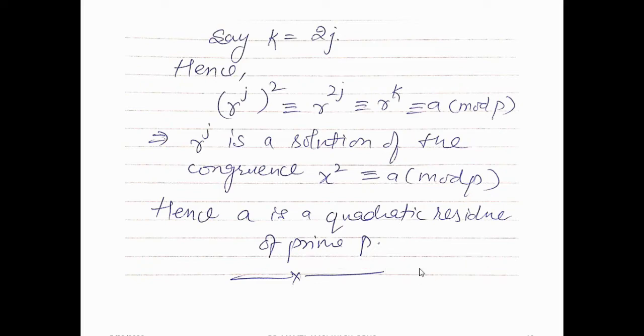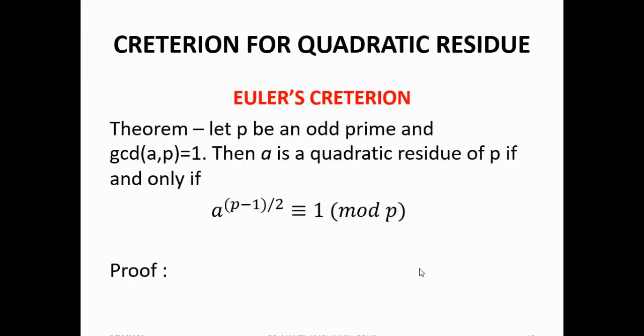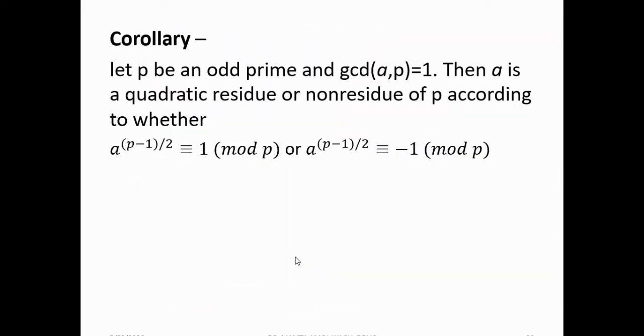That means r to the power j is a solution of this congruence, and hence a is a quadratic residue of p. So in this criterion, we have seen that if you have a prime p and a is relatively prime to p, then if this condition holds, that is a to the power (p minus 1)/2 is congruent to 1 modulo p, then we say that a is a quadratic residue of p.